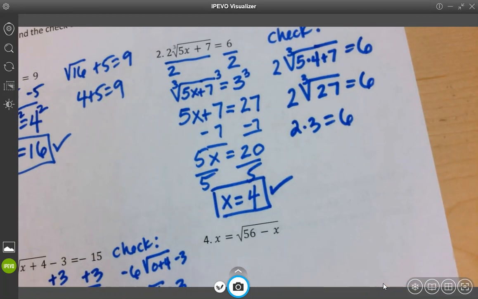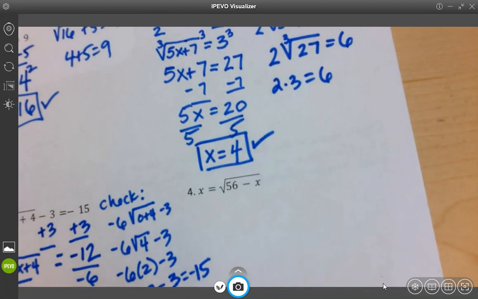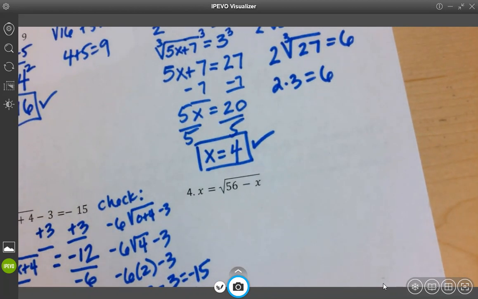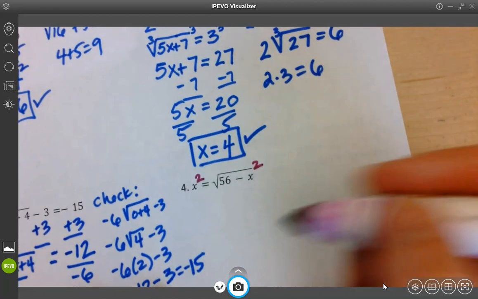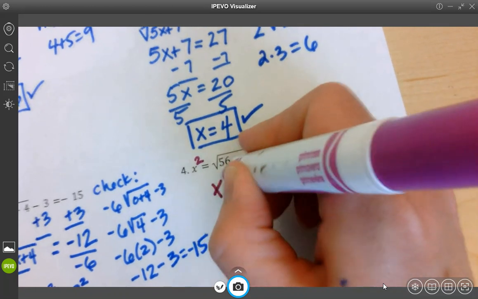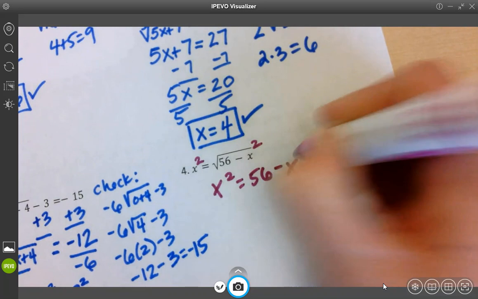All right, so number 4 was definitely one where we had a few issues. First issue was this is already isolated. Some of you were looking for things to get rid of. There was nothing to get rid of. Our very first step is to do what to both sides? Square it. Good. So I'm going to square the x, and I'm going to square the square root. And then I got x squared equals 56 minus x.